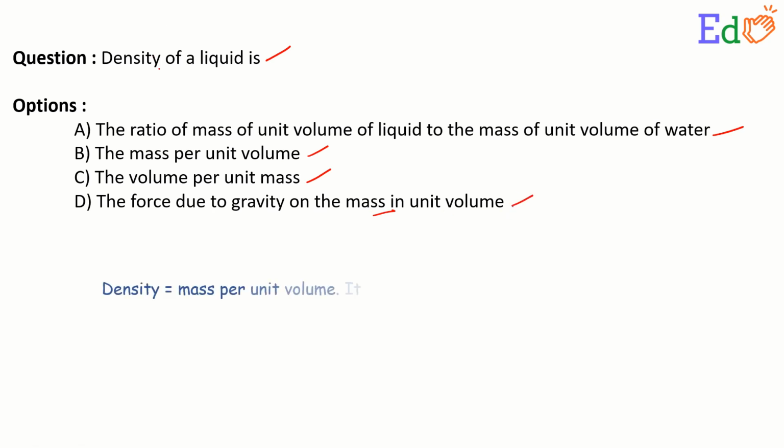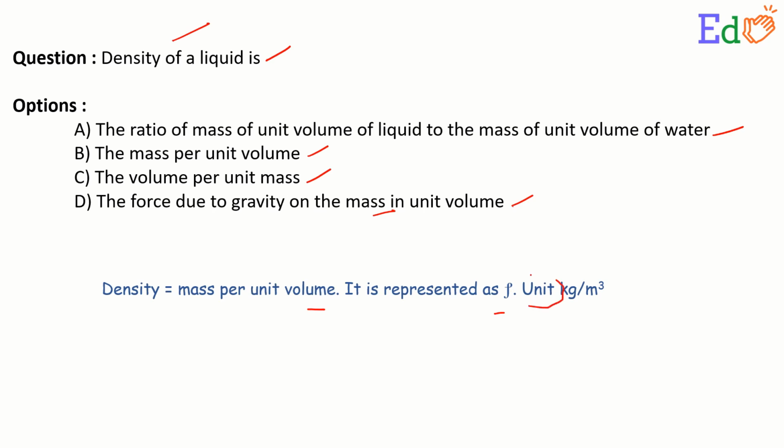From the definition of density, we know that density is the ratio of mass and volume. That is, mass per unit volume is called density. So here the density is given as mass per unit volume. It is represented as rho.